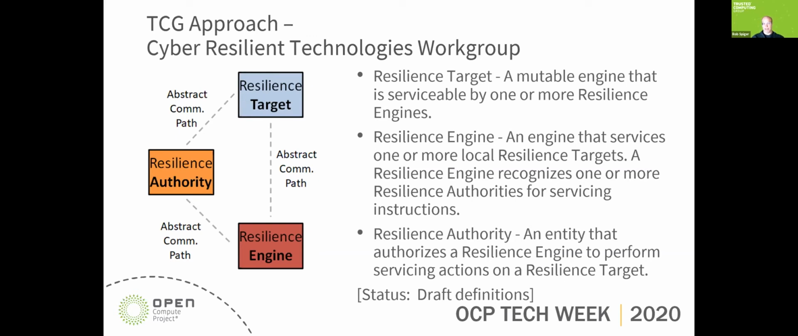The first is the resilience target. It's the thing that's mutable, that may need to be recovered if something has gone wrong. Maybe it's been compromised by malware, maybe some of its critical information is corrupt and it needs to be repaired. Something that's causing it not to function or to be incorrect may exist, and it could be corrected because it's mutable. And then the other piece in this relationship we've defined is the resilience engine.